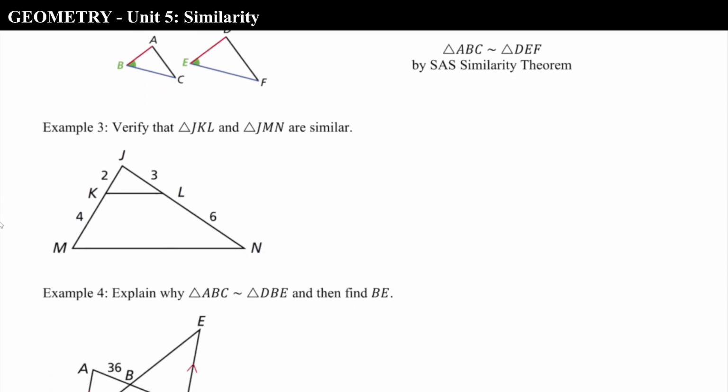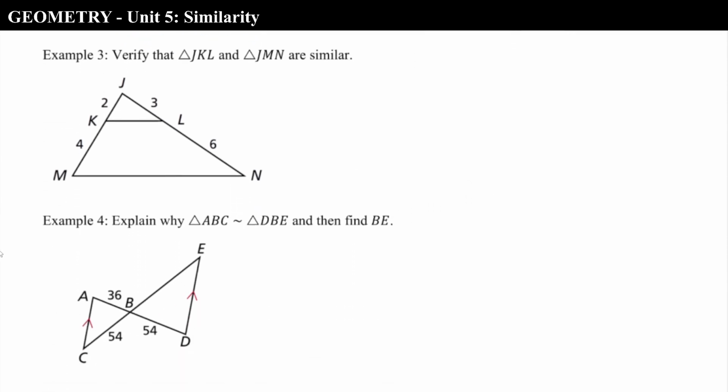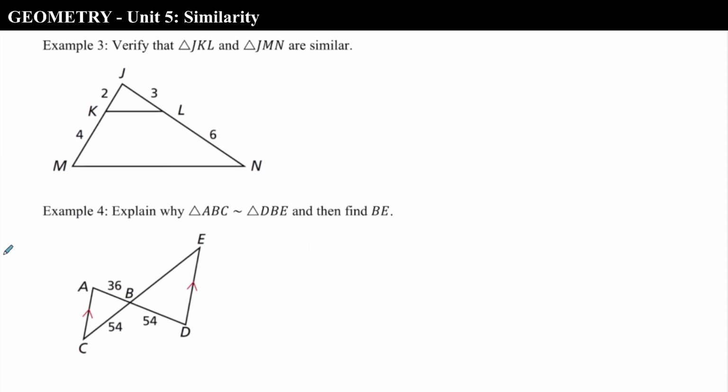So let's do an example for this one. We are going to verify that triangle JKL and triangle JMN are similar. Well, here we have a triangle within a triangle, okay? So we know that angle J in both triangles is going to be the same because that's a shared angle. So angle J is congruent to angle J, and this is by the reflexive property. Okay, so that takes care of our angle.